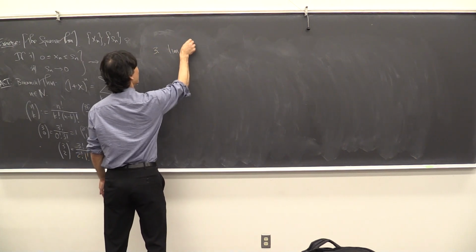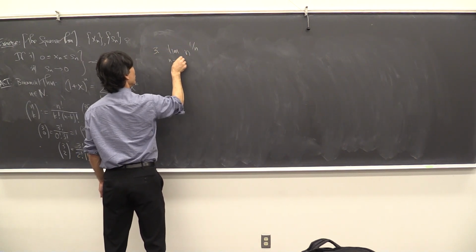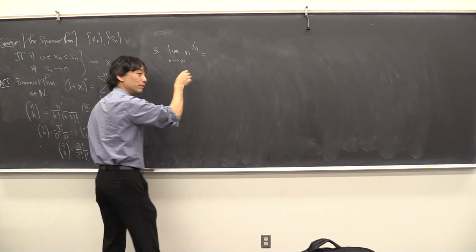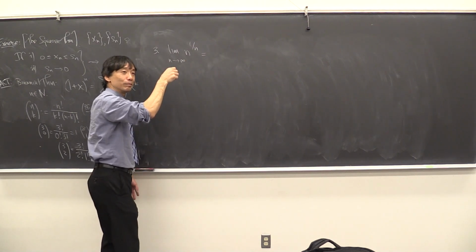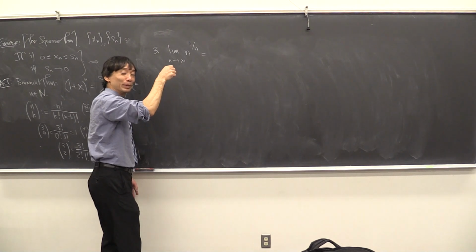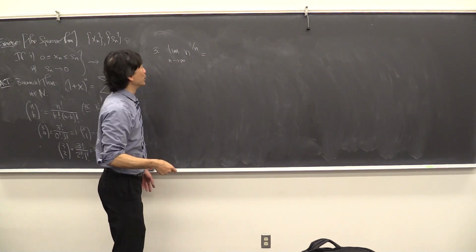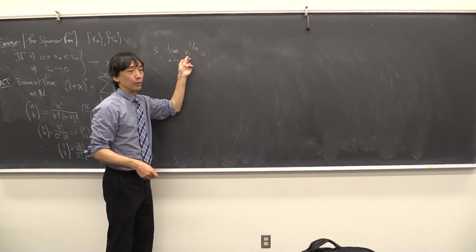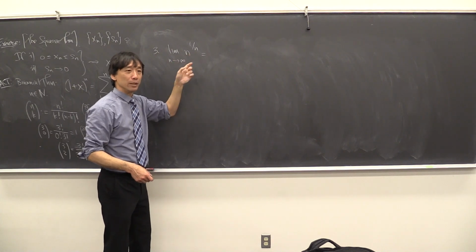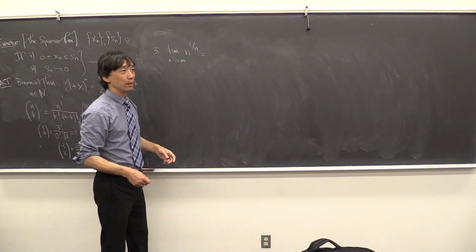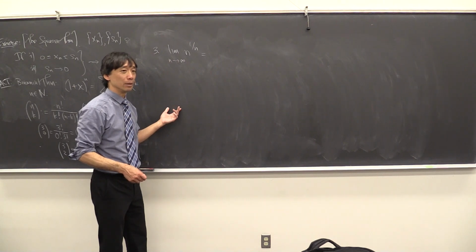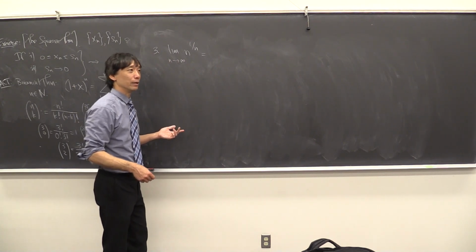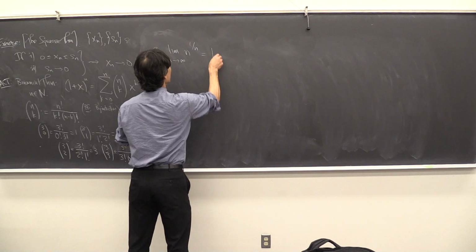To show that the limit of n to the 1 over n as n goes to infinity is 1. Anybody know this one? This one's a little bit kookier, because you're taking the nth root, but n itself is going to infinity. You may have seen this in calculus too, and you probably did it using L'Hopital's rule or something like that. But anyway, it turns out to be 1.